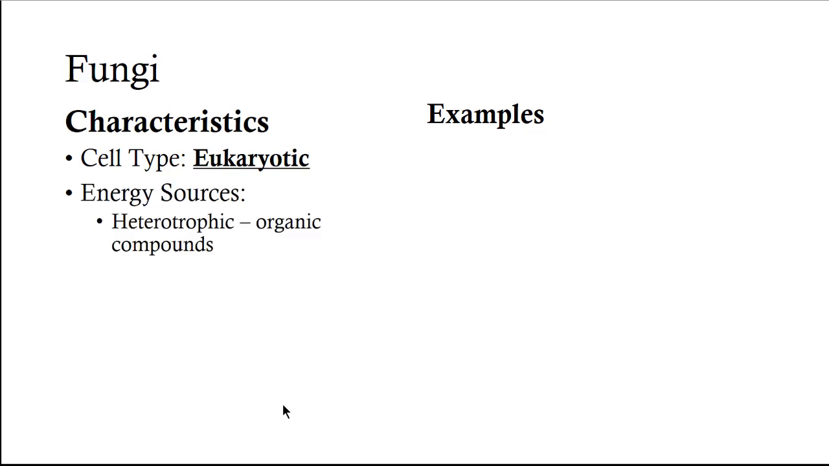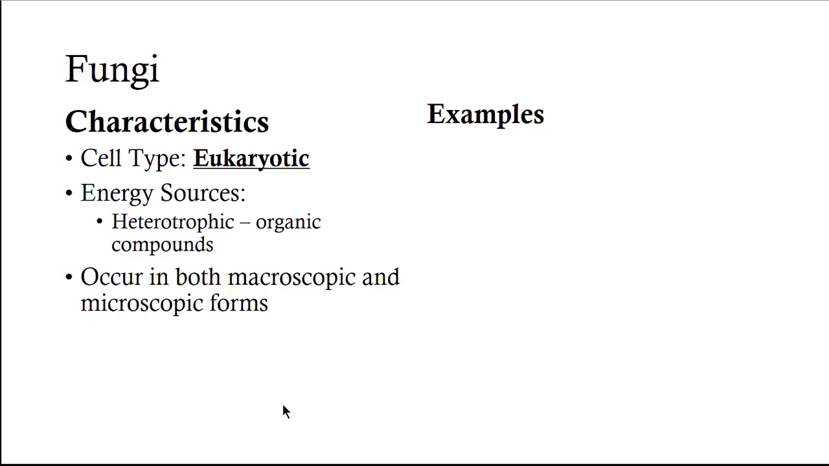Okay, so the next group here are fungi. Fungi are also eukaryotic, meaning they have an advanced cell type. And fungi are going to be a lot like our protozoa in that they're heterotrophic, meaning they have to go find food. Unlike the protozoa, however, they occur in both macroscopic and microscopic forms.